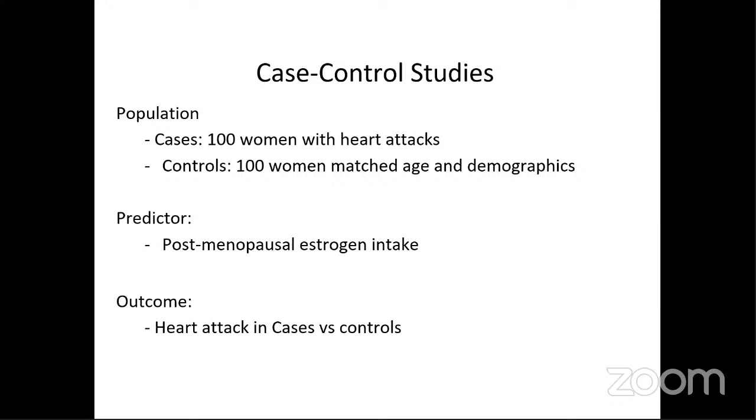Again, predictor: postmenopausal estrogen intake, the basis of which would be that if you have your menopause, the cardioprotective effect brought about by estrogen would disappear. So, of course, how do we counteract that? They looked at postmenopausal women who took in estrogen. Okay, so your outcome would be your heart attack in cases versus your control. So that would be an example of your case control studies.